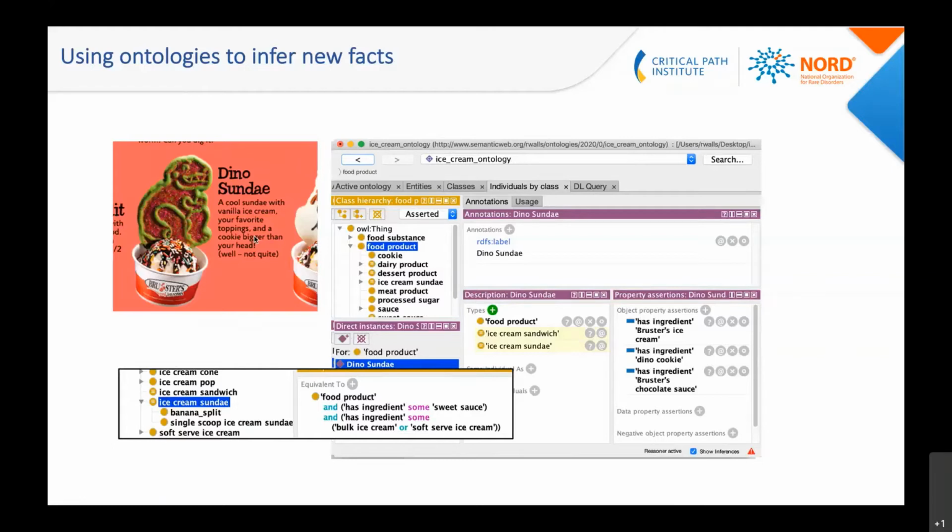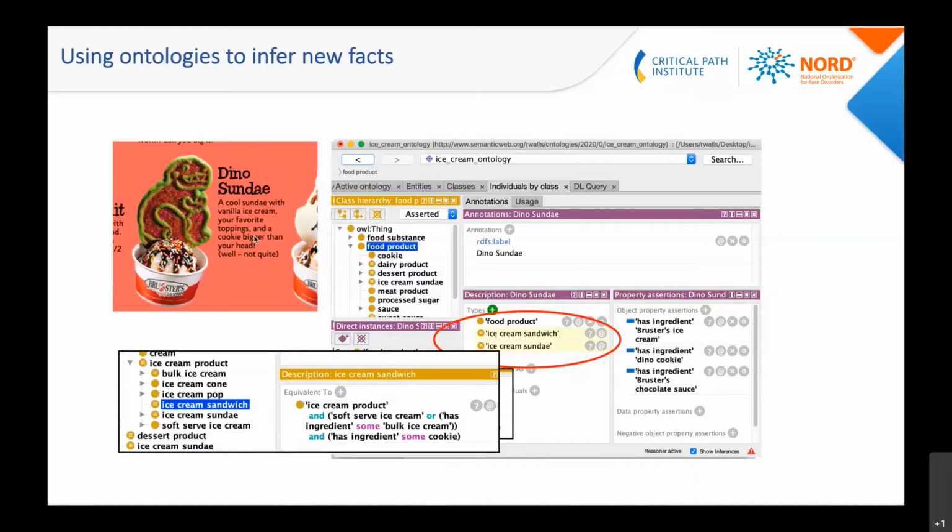Then I can use a special tool called a reasoner, and a reasoner takes this logical definition, the content, the information in the ontology, along with the data that I fed into it about the different instances, and it generates new facts, and it tells me that a Dino Sundae is in fact an ice cream sundae because it has some sweet sauce and some ice cream in its ingredients. You'll notice, however, that it also tells me that it's an ice cream sandwich. Why does it do that? Because an ice cream sandwich is defined as containing as ingredients some ice cream and some cookie. And a Dino Sundae contains a cookie.